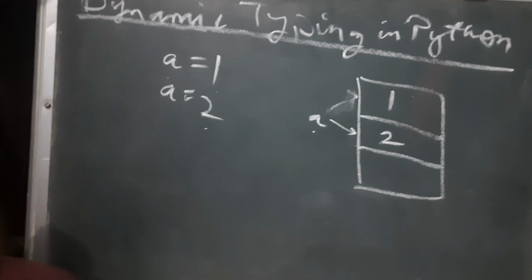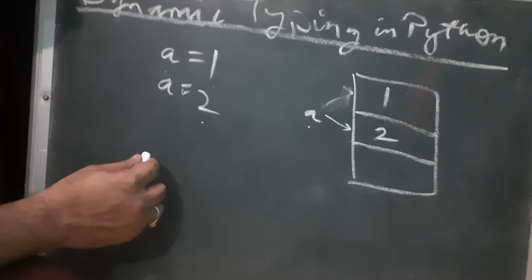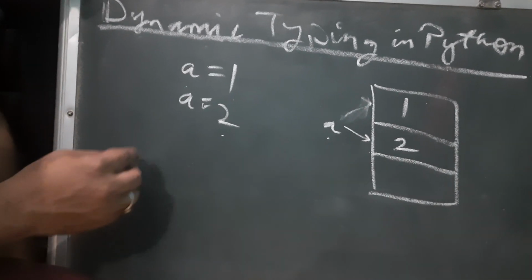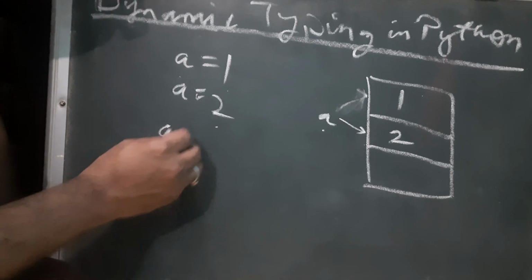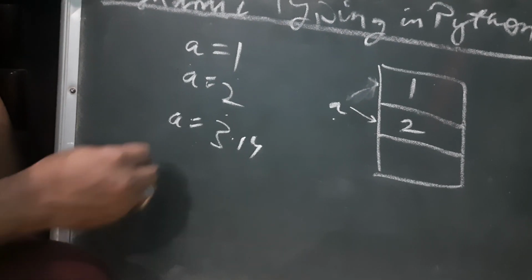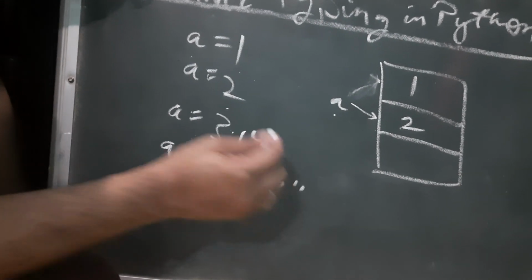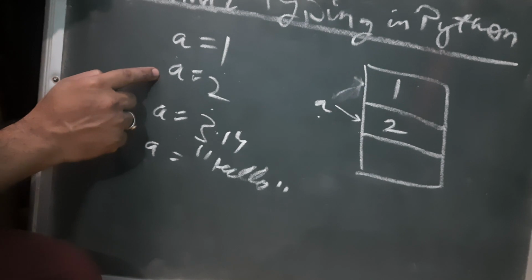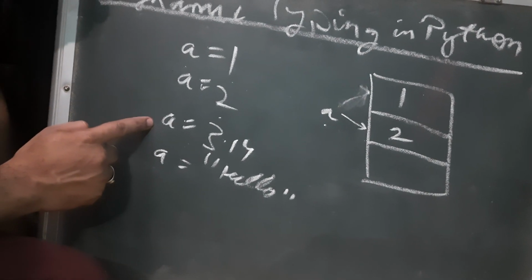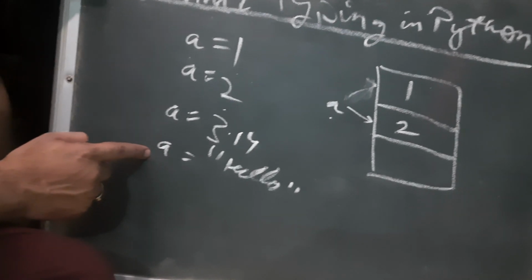Okay, but sometimes we have to pay a cost also in using this flexibility of Python. For example, suppose I say a equals to 3.14 at this point, and later on I say a equals to hello. Now this is referring to different types. In the first two statements a is of type int, but in the third statement a is of type float. In the fourth statement it is of type string. So you need to take care of this.